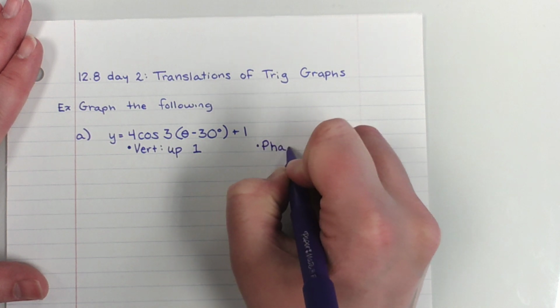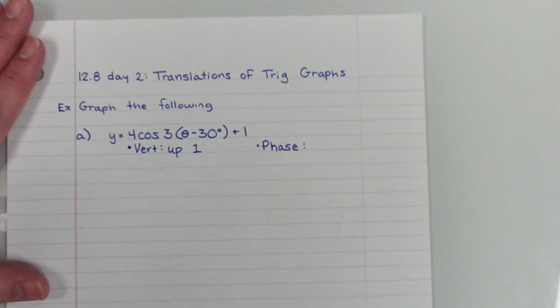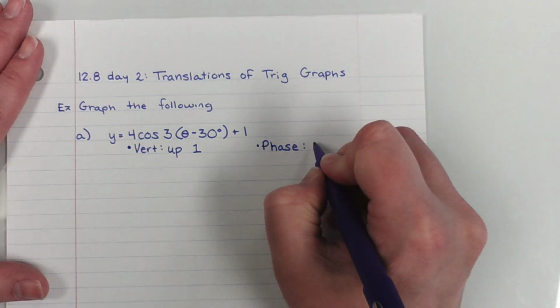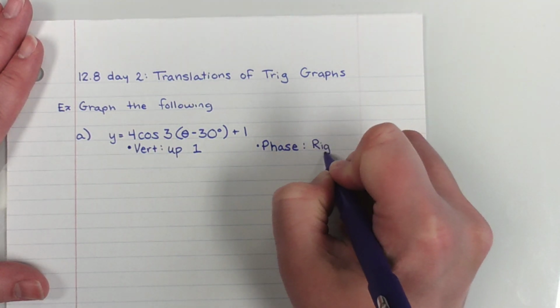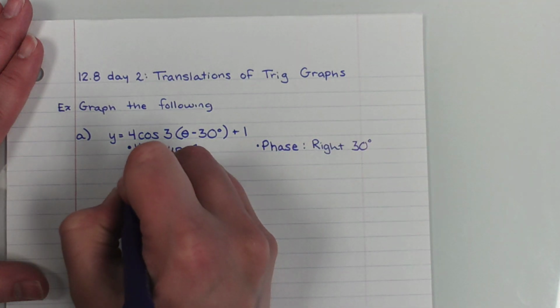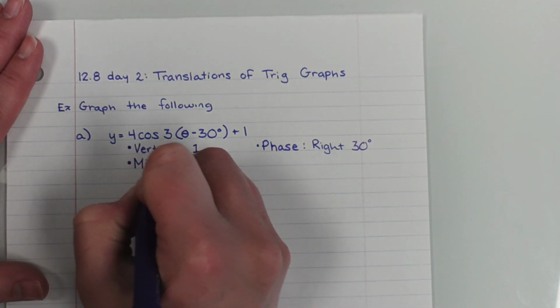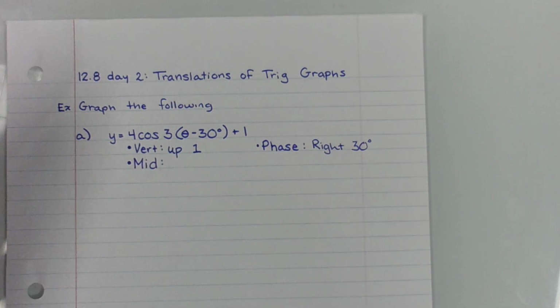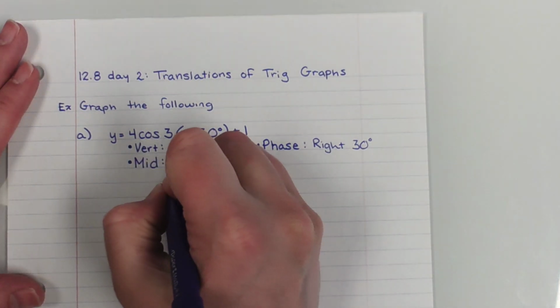Phase, also known as phase shift. Does it have one? How far? What direction? To the right 30 degrees. Midline. Where is it? Y equals 1. It was typically at 0. It moved up 1.